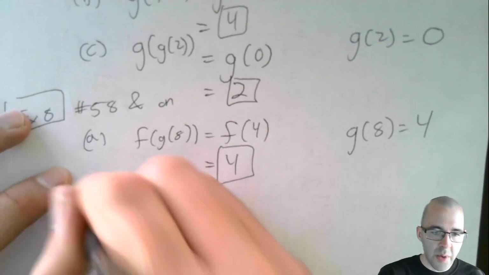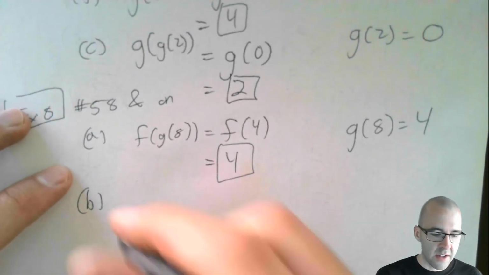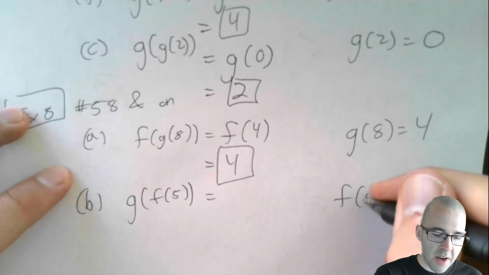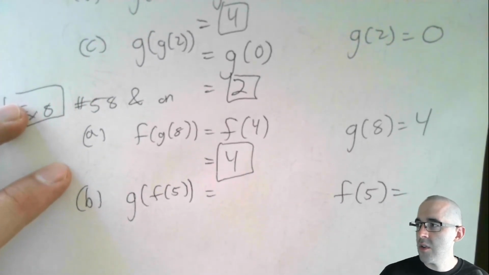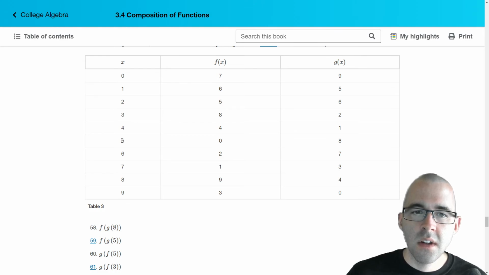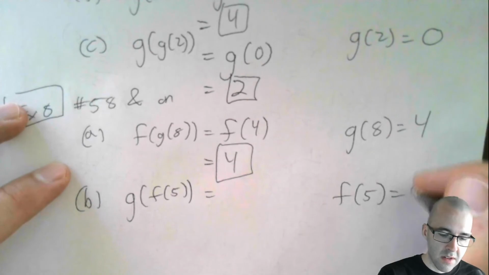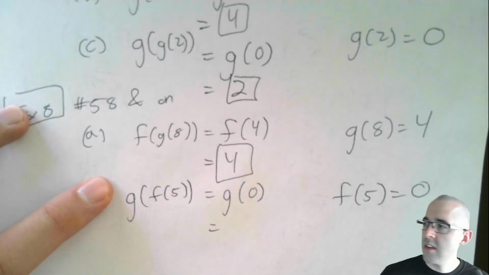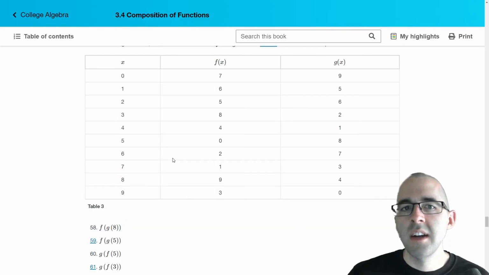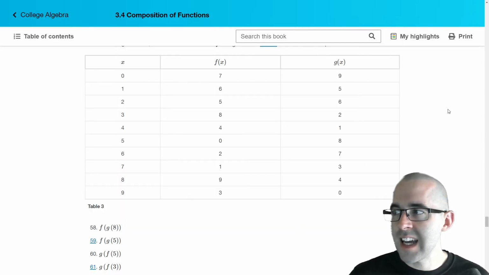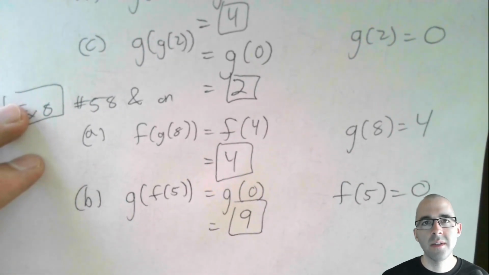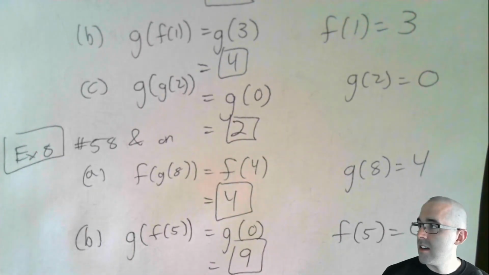We could do another one of these, like g of f of 5. First, you need to find out what is f of 5. Go to the table. When x is 5, f is 0. So replace f of 5 with 0. Get g of 0. Now we need to find g of 0. So when x is 0, g is 9. Just like so. That's video 4.